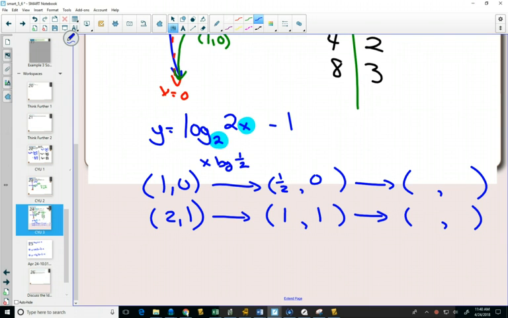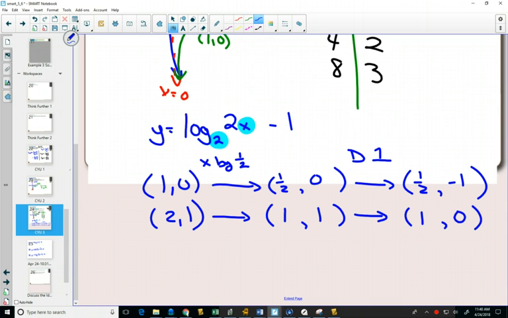Hit the minus 1. Now, you might have a tough time here deciding, is that minus 1 inside the function or outside of the function? If it was inside the function, there would be brackets here so that you could tell that that was inside the log base 2. But that minus 1 is afterwards. That means that you're going to be going down 1. And so we end up with (1/2, -1) and (1, 0).